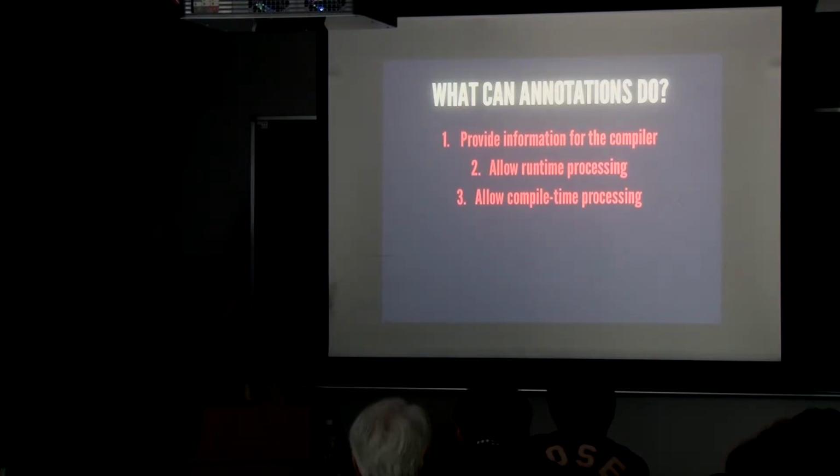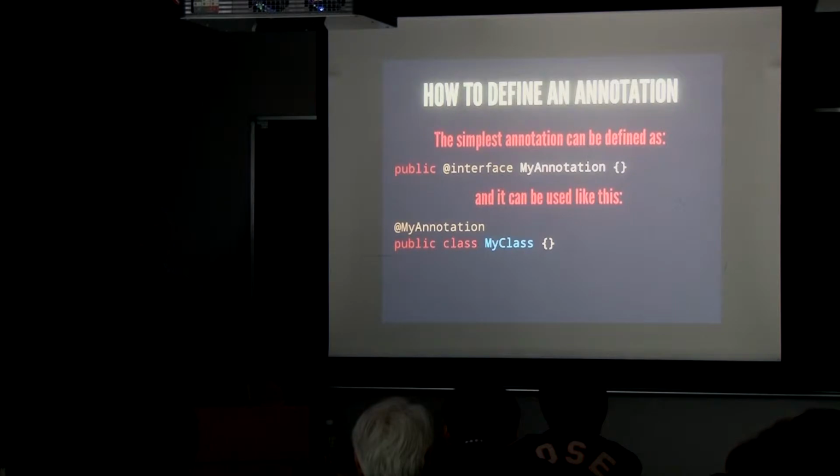It allows you to process data at runtime. So at runtime, you can query and ask which classes have this annotation. And then you can do compile time annotation processing, which is what we're going to talk about now. How do you define an annotation? It's actually very simple. This is the simplest annotation you can write. You use the interface keyword, and you define the name of your annotation. And you use it like this, as you already, of course, know.